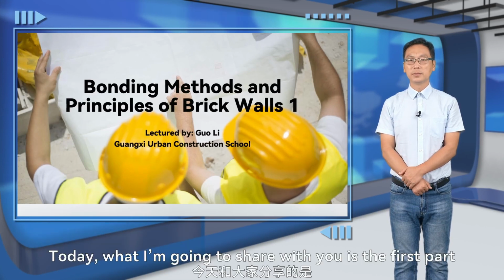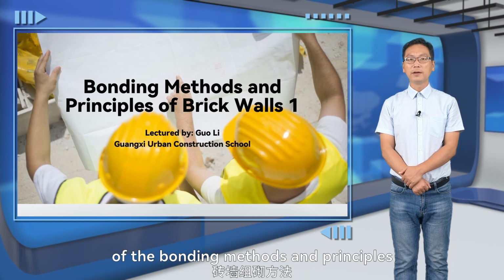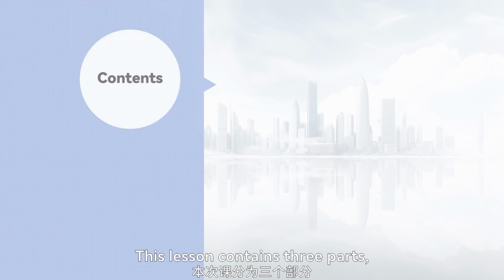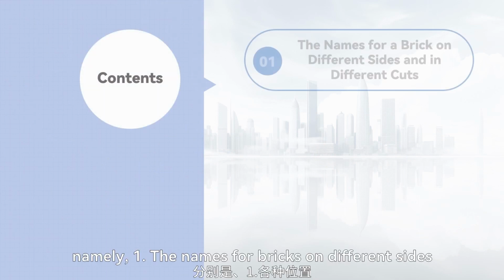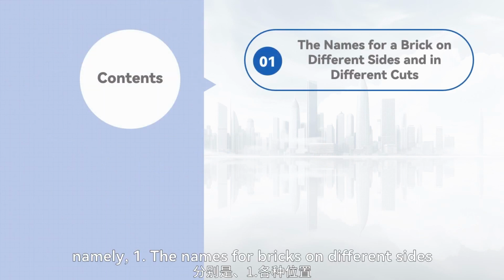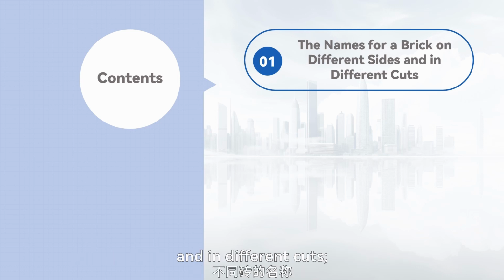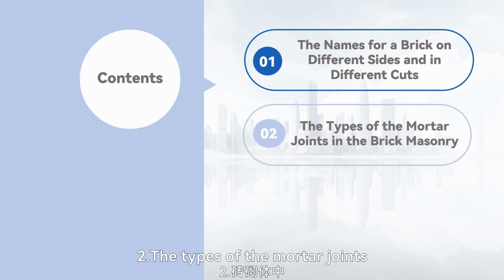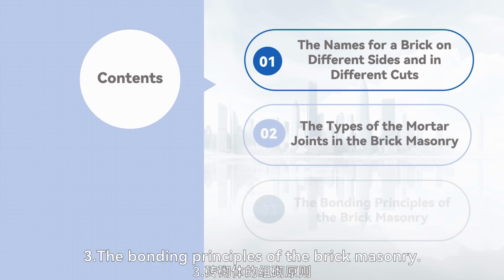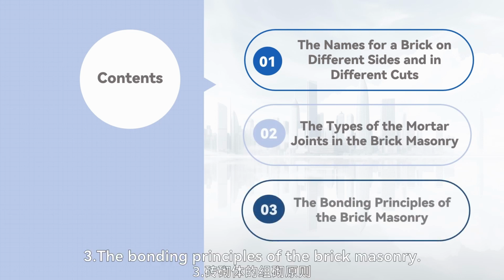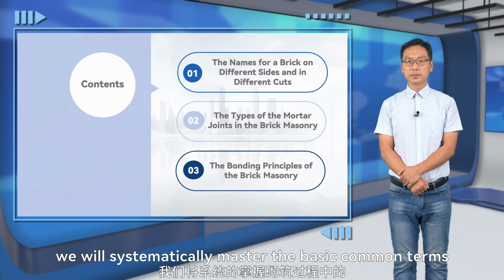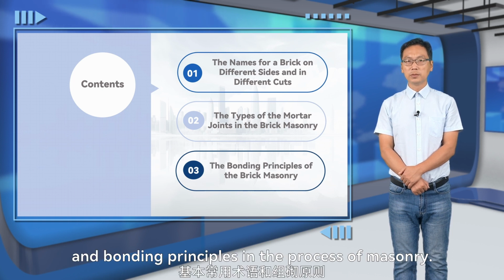Today, what I'm going to share with you is the first part of the bonding methods and principles of brick walls. This lesson contains 3 parts. Namely, 1. The names for bricks on different sides and in different cuts. 2. The types of the mortar joints in the brick masonry. 3. The bonding principles of the brick masonry. By the end of this lesson, we will systematically master the basic common terms and bonding principles in the process of masonry.